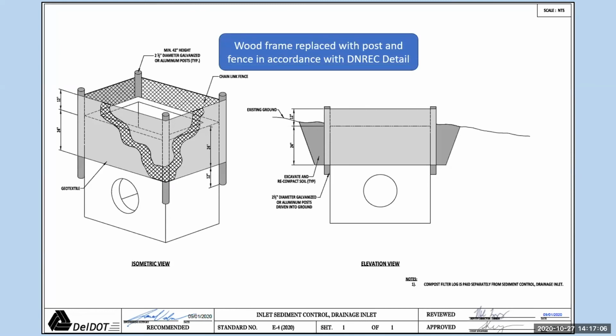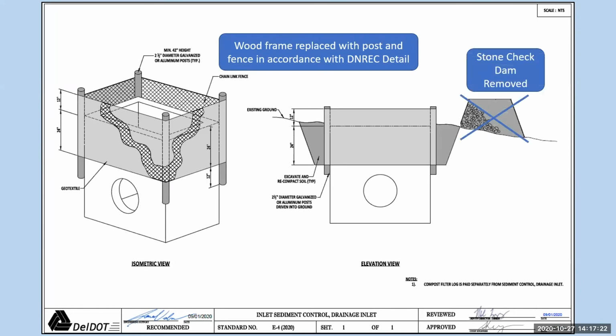Here on this detail, you see wood frame replaced with post and fence in accordance with the DelDOT detail. So before there used to be a wood frame on the inlet protection. Now it's just post and fence. Also, formerly there was a stone check dam outside of this, and that stone check dam has been removed. A note was added which allows a compost filter log, and it just says paid separately from sediment control drainage.